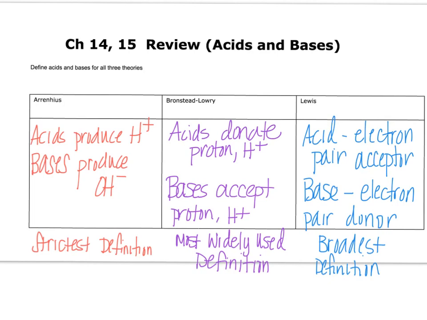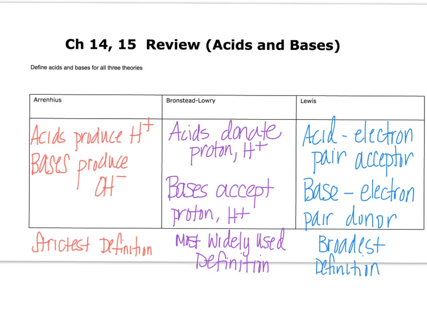The second one was the Bronsted-Lowry definition, and it is our most widely used definition. It's the one we're usually referring to when we talk about acids and bases. And in that definition, the acids will donate a proton in the form of the H+, and the bases will accept the proton in the form of the H+.